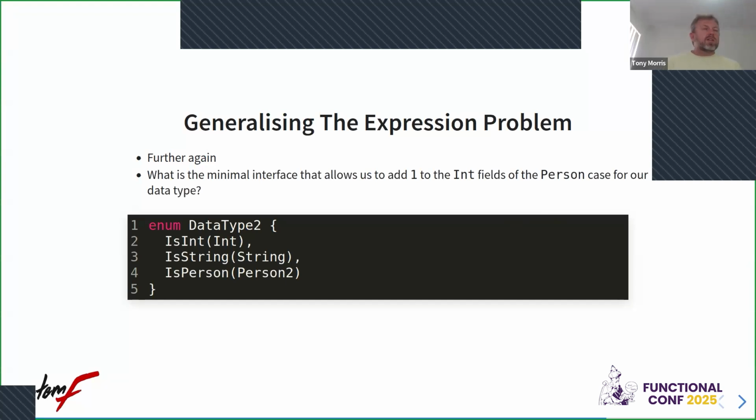Yeah, so this is a data type defined by cases where one of the cases is defined by fields. And the function we may want to write is, given a data type 2, if it is a person, add 1 to each of its integer fields and return the new data type 2. What I'm trying to do here is give you examples of functions over data types that I want to be able to write, or in other words, that the interface must allow me to write that function that I just described and more, including those that I can't even think of right now.